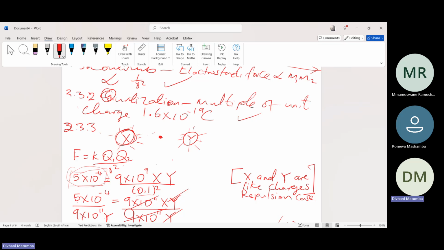The total electric field that is exerted on this charge will be the electric field exerted by this one plus the electric field exerted by this one. That is why when you draw your electric field, this is how it looks normally.